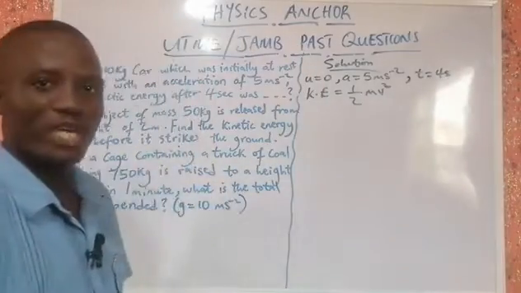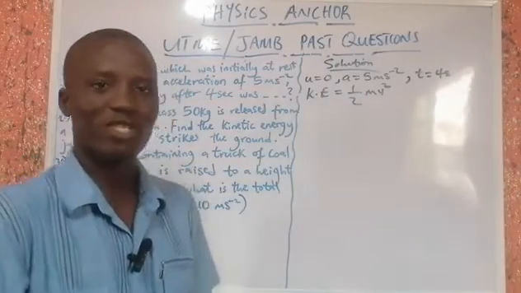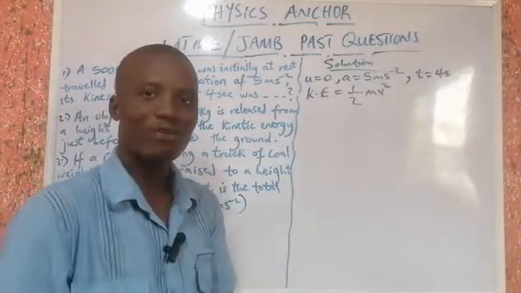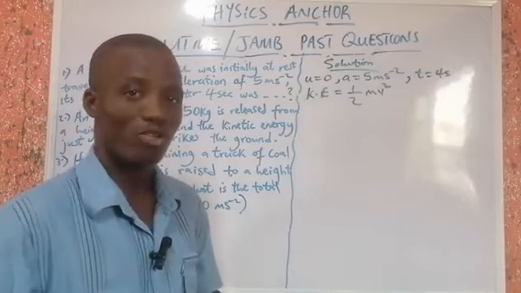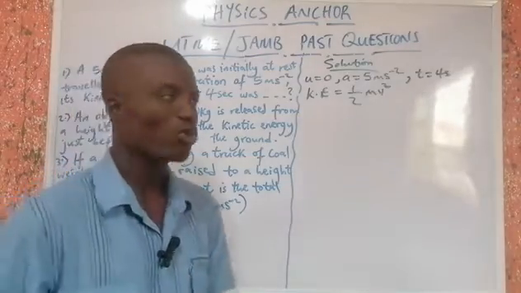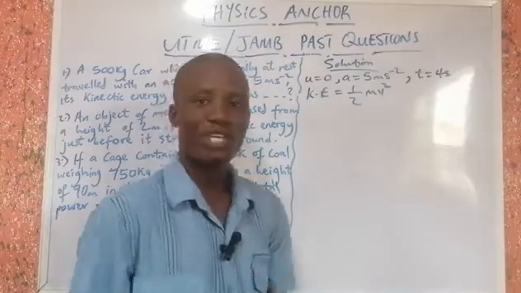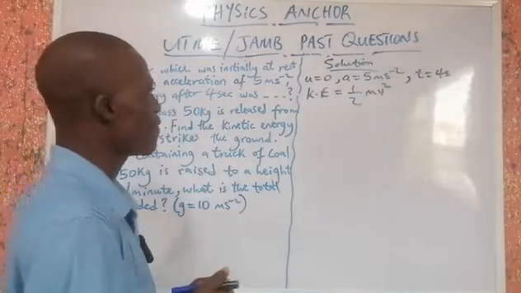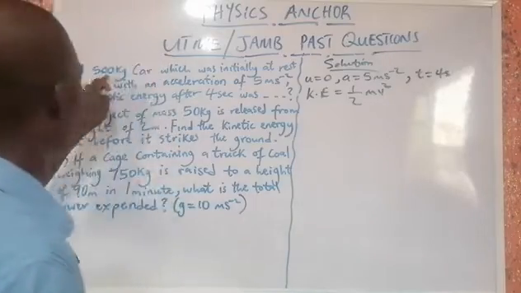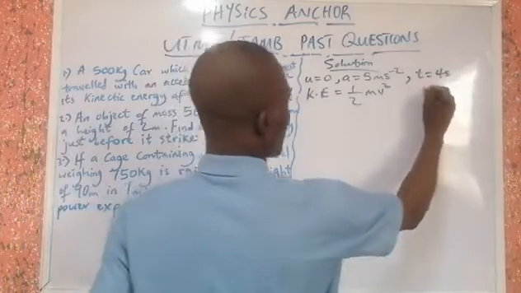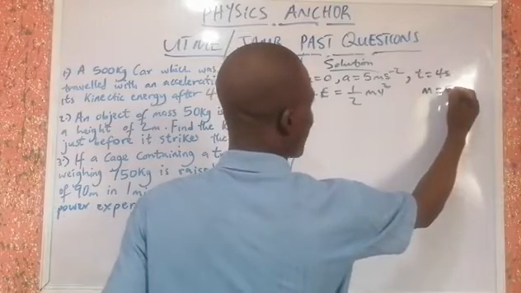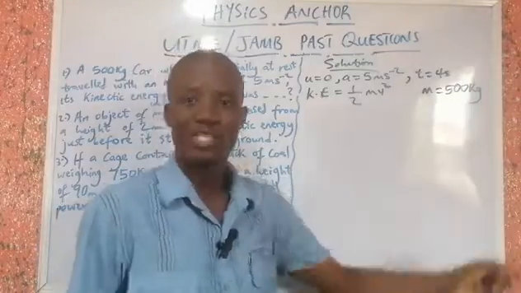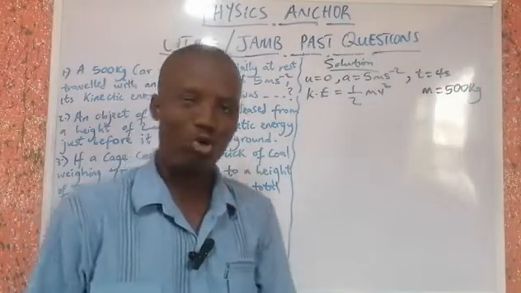The first thing to do here is to check all the parameters given if they are in their SI units. We have acceleration 5 meters per second square. Meter per second square is the SI unit of acceleration, so we are good to go with that. And time is also in seconds, so we are good to go with that. They also gave us mass. Don't forget, they gave us mass. Mass is 500 kilogram and it's also in kilogram, which is its SI unit. So we are good to go with that also.